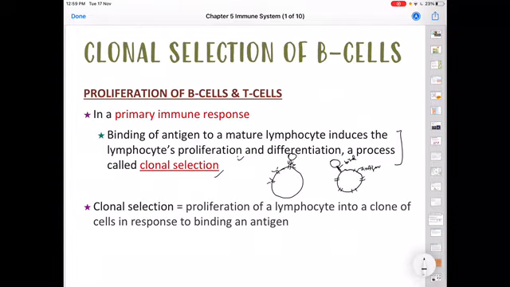Dia seolah-olah mengaktifkan lymphocyte untuk clone, untuk menghasilkan lebih banyak lymphocyte sebab dah ada pathogen dalam badan. So clonal selection means proliferation of a lymphocyte into a clone of cells in response to binding an antigen. Maksudnya bila dah ada binding, dia akan memberi info bahawa there is a pathogen in our body. So the lymphocyte must be cloned. Kena hasilkan lebih banyak clone of lymphocyte supaya badan kita boleh kill that kind of pathogen.